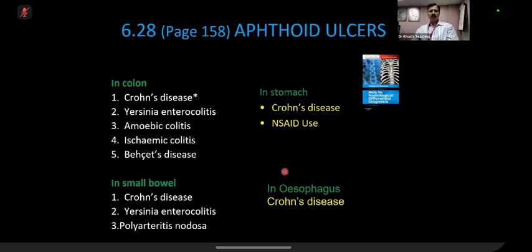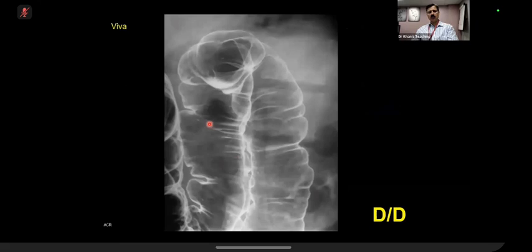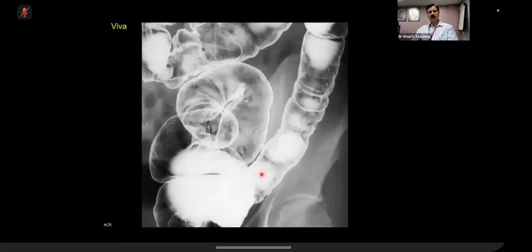No, but I told you in the stomach also that aphthoid ulcer is a pathognomonic ulcer, which is a deep ulcer. And when you see an aphthoid ulcer, it means a deep transmural type of ulcer. If it is in the colon, small bowel, stomach, or esophagus, the top differential will be Crohn's disease. And so this was just to show you aphthoid ulcers in the large bowel.